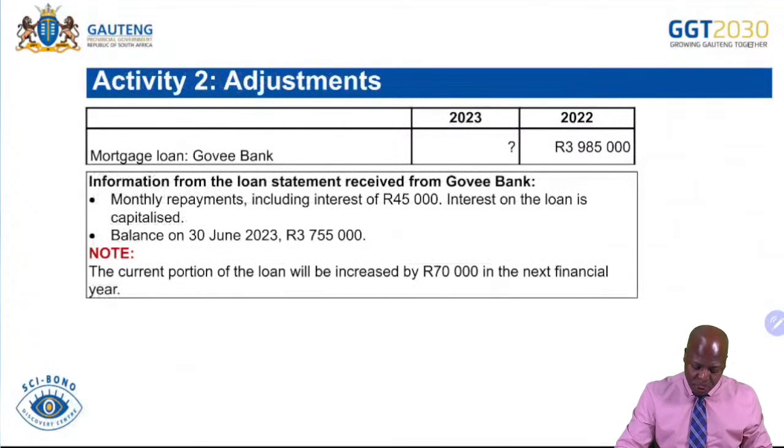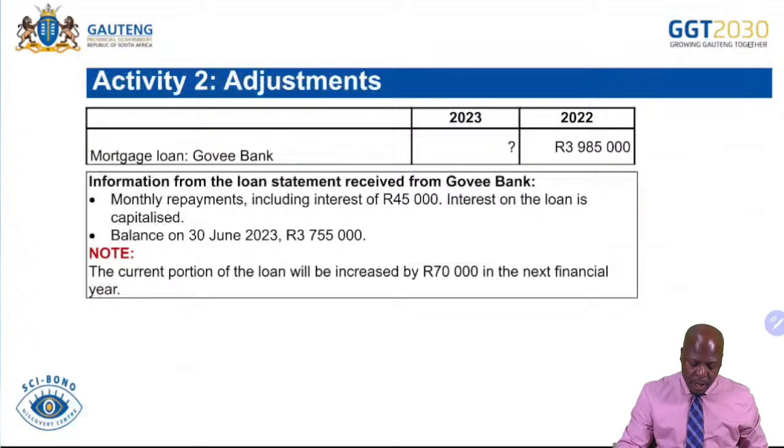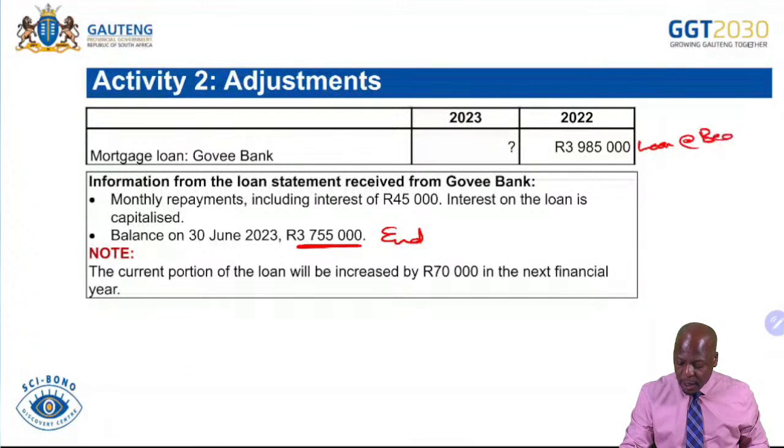The next adjustment is on the loan, and it says information from the loan statement received from Groove Bank, monthly repayments including interest of 45,000, interest on loan is capitalized. Then we're given the balance at the end. This is the balance at the end, and this is the loan at the beginning.